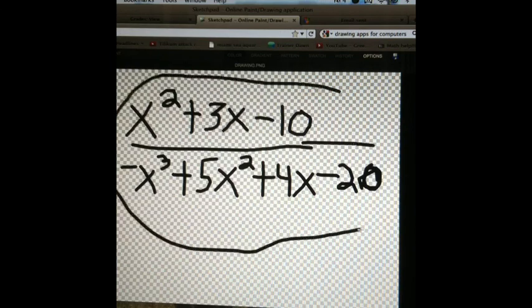So it's pretty simple, simplifying complex fractions.